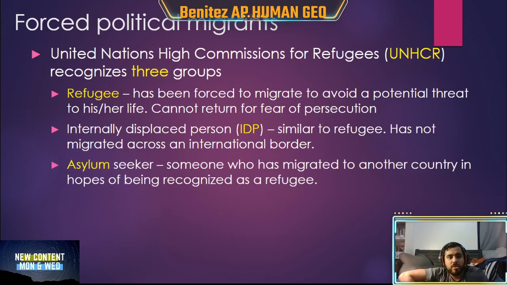And lastly, the third group is an asylum seeker. This is someone who has migrated to another country in hopes of being recognized as a refugee. So this is someone who is in Mexico and is trying to get to the US and is seeking asylum. These are people who are looking for protection and safety in a different country that's not theirs.